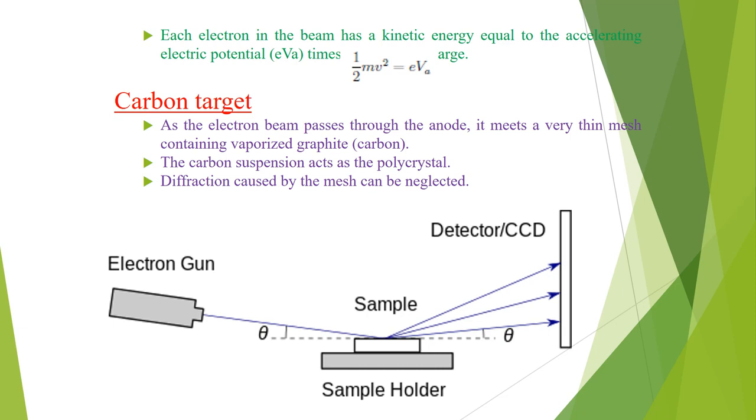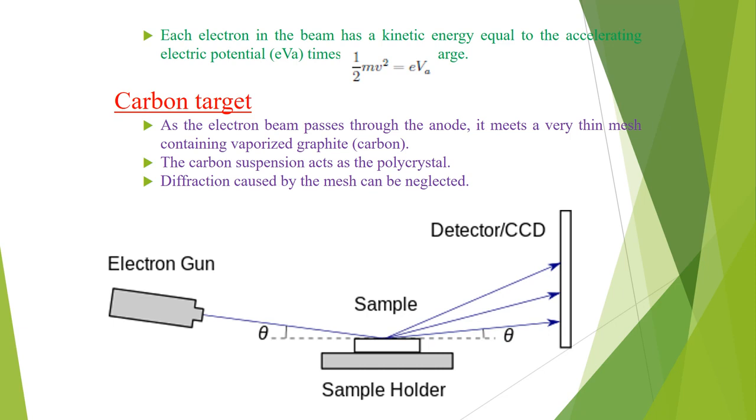Each electron in the beam has a kinetic energy equal to the accelerating voltage times the electron's charge. What is the carbon target? As the electron beam passes through the anode, it meets a very thin mesh containing vaporized graphite carbon. The carbon suspension acts as a polycrystal, and the diffraction caused by the mesh can be neglected.